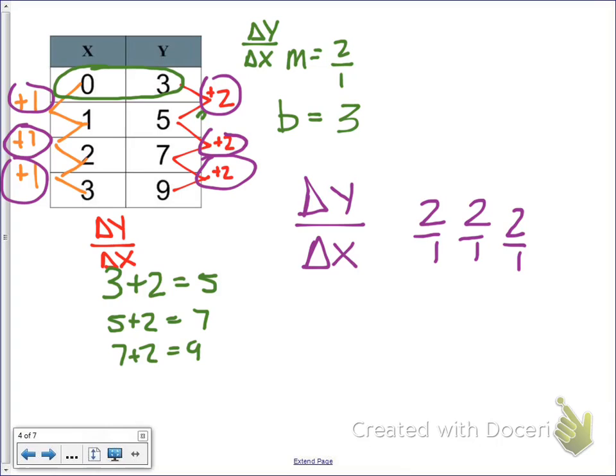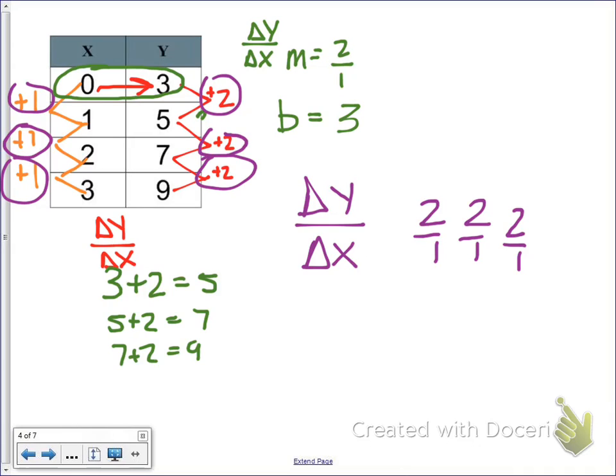How do I know that? Well, look there, I just circled it in green. The x is 0. So whenever I see 0 in the x column, the number next to it, in this case 3, is my y-intercept, so y equals 3.